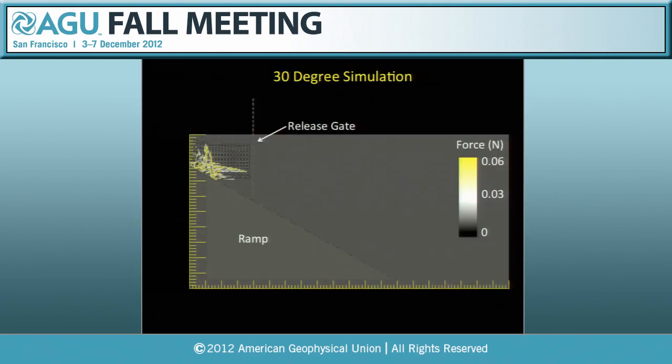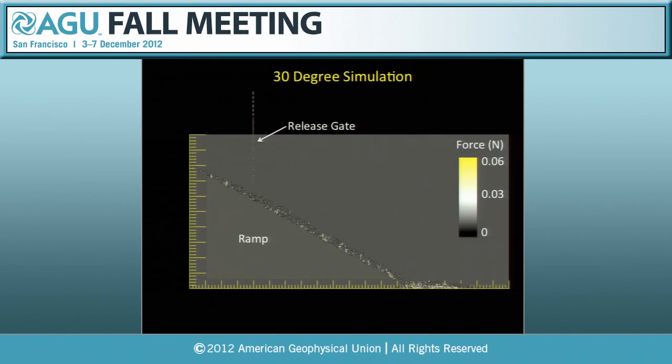Okay, sorry. This is an animation of one of our simulations. The same principle as the experiments, pretty much the same setup. Drop particles in, release a gate, they flow down the incline. You can see the color bar here that indicates the force on the particles, and just as in the experiments, they're lighting up and forming these force chain structures.